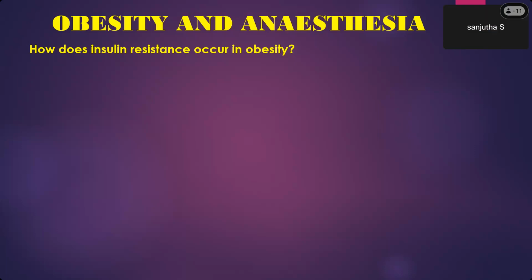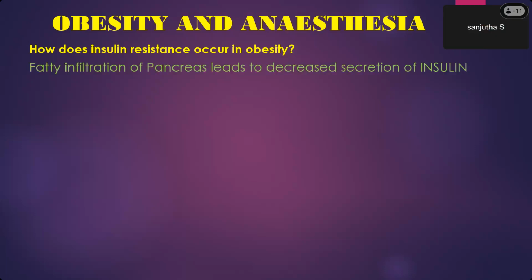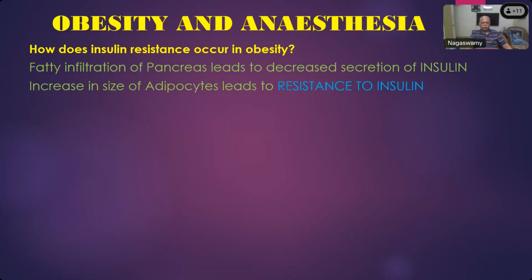So the adipose tissue will become very resistant to insulin. Fatty infiltration of the pancreas leads to decreased secretion of insulin. The pancreatic islet cells, islets of Langerhans cells, are also infiltrated with the excess fat, and that first decreases the secretion of insulin, number one. The second reason, the increase in the size of adipocytes, also blocks the action of insulin, causing resistance to insulin.